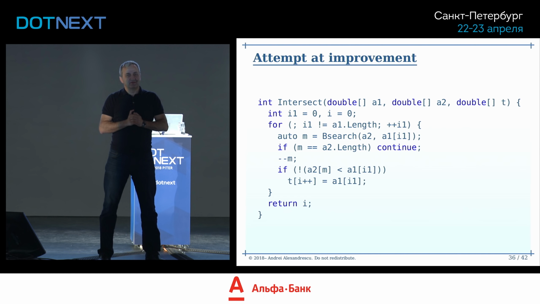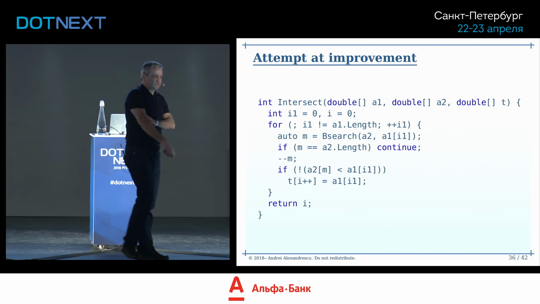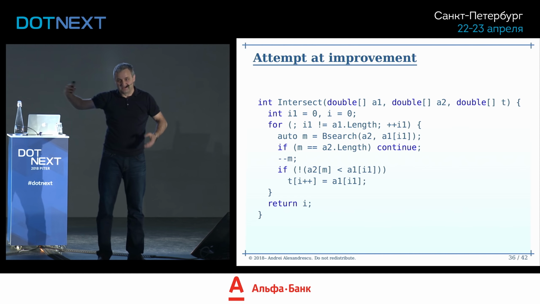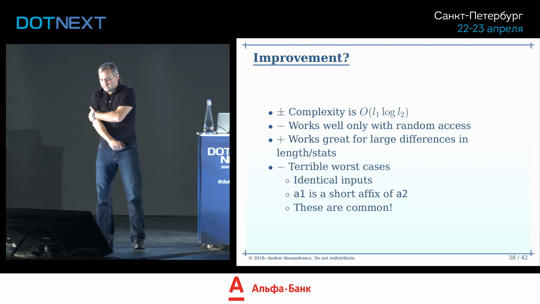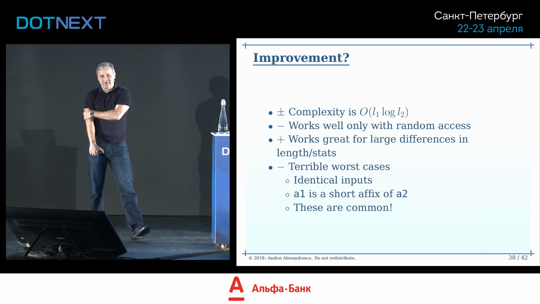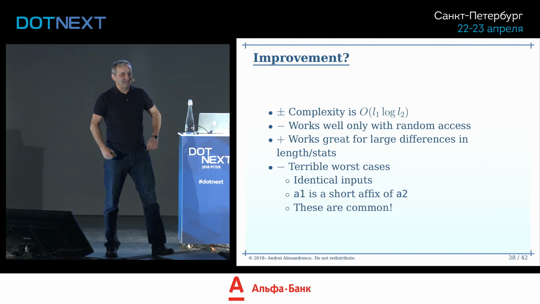When does this implementation work badly? Not too well. What's the worst case for this thing? B search fails every time. When does B search fail every time or return something at the edge? It's in some very useful scenarios. One is identical inputs.